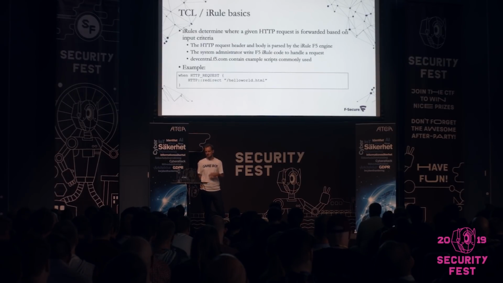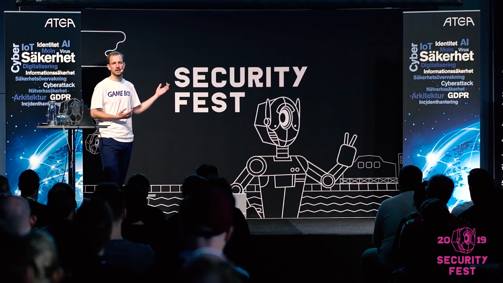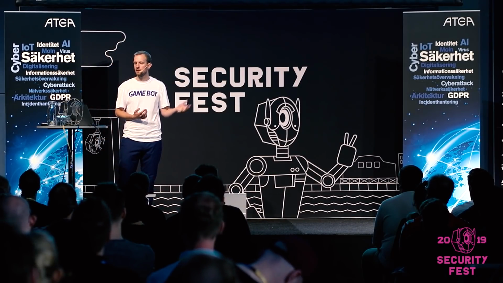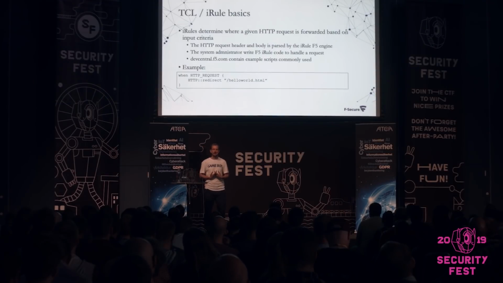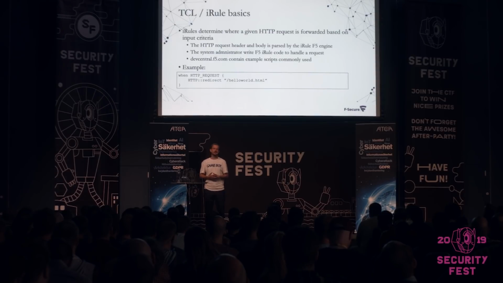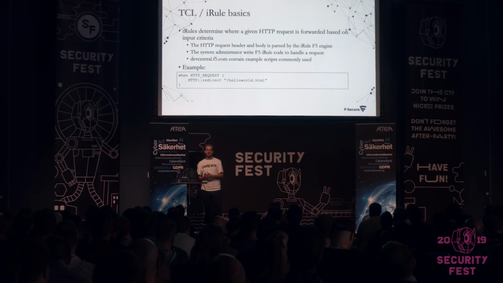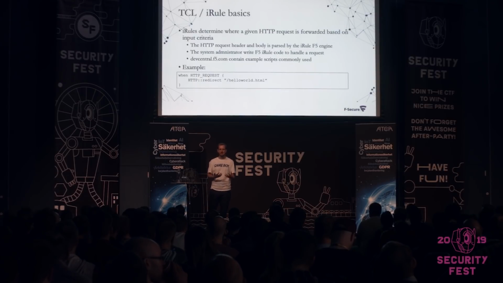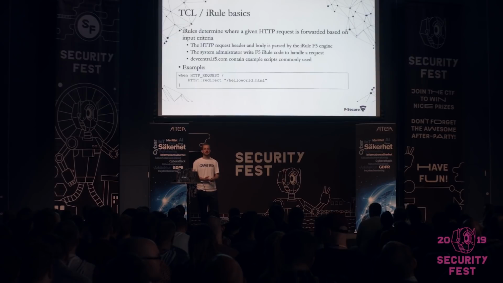I'll start by showing how the language is set up and used. In this case, I'm using a class called when. And when is catching an event. And the event is HTTP request. So we're having an HTTP request coming into our device. And right now, we have a rule that says to use HTTP redirect to redirect that request to this HTML page. The HTTP request is handled and parsed by the engine of the F5 or the Big IP device, and the rules are matched against that parsing.